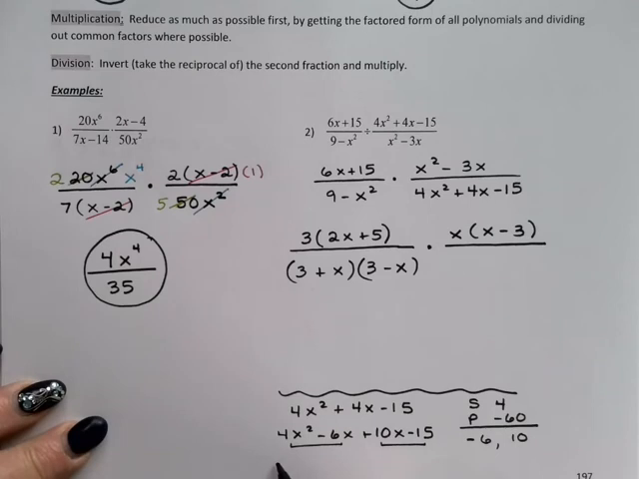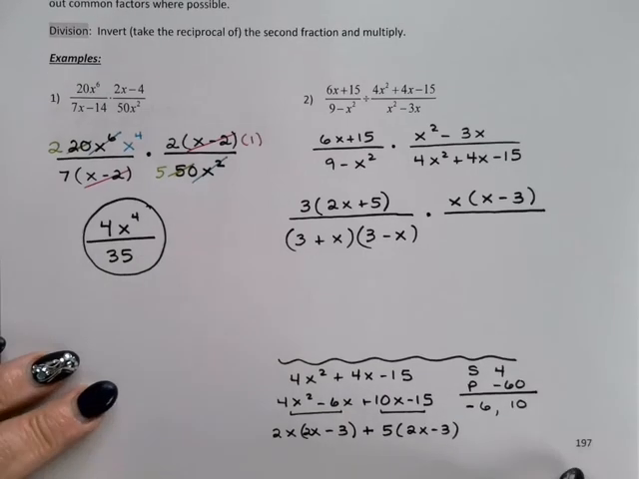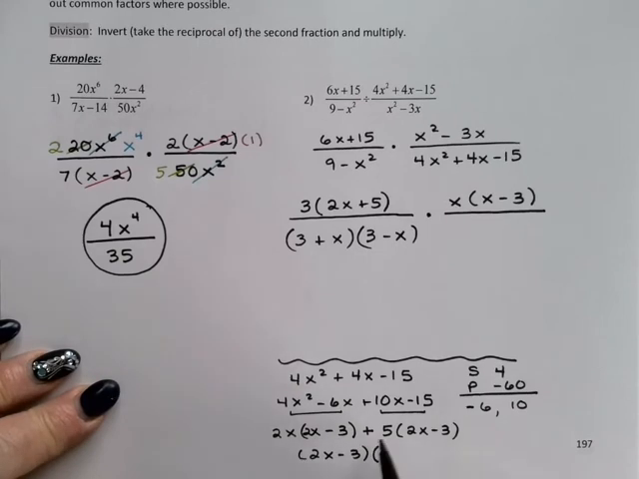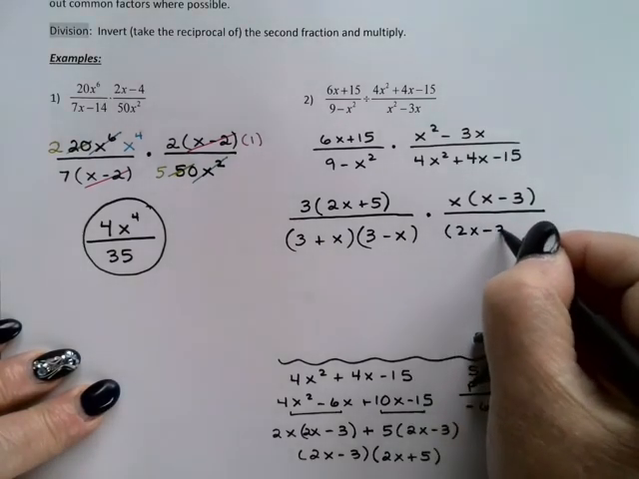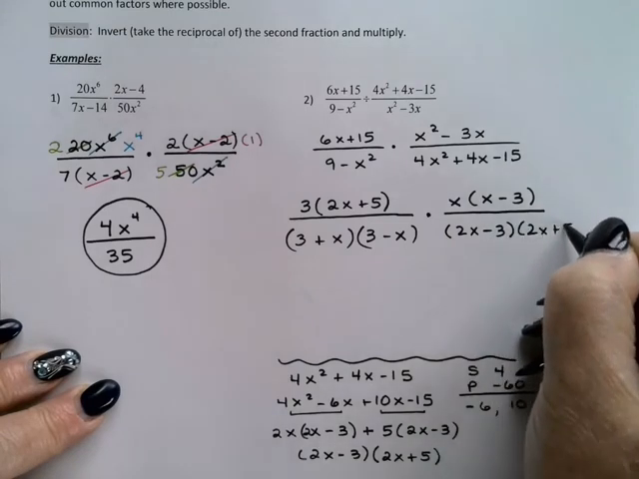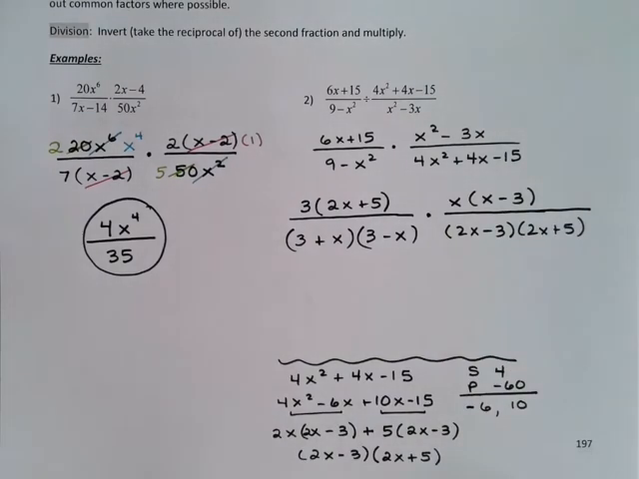Factoring by grouping, pulling a 2x out of that first group gives me 2x minus 3. Plus pulling a 5 out of the second group also gives 2x minus 3. And we have the common binomial 2x minus 3. Factoring that out gives me 2x plus 5. So that goes in the denominator here. All right, phew, factoring's the longest part of these problems. But I think we got it.